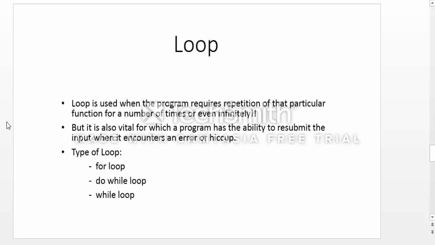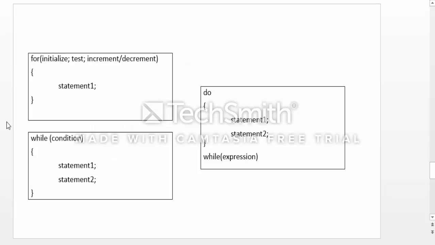Loop. There are three types of loop used. It consists of for loop, do-while loop, and while loop. Loop is basically used when the program requires repetition of a particular function for a number of times, or even infinitely. This is the fundamental way of writing for loop, do-while loop, and while loop.